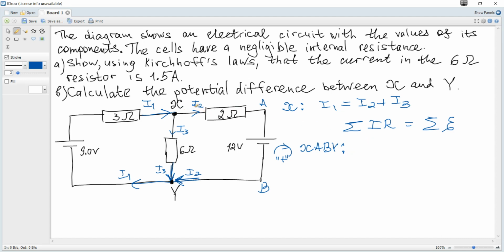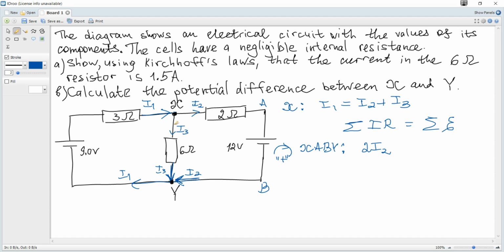We can see that current through the 2 ohm resistor is I2 and it is in clockwise direction, so it should be considered as positive, so we write 2I2. We are going and meet another component which has a resistance. It may in general be a cell. If it has internal resistance, we also should consider current multiplied by resistance, but this cell has a negligible internal resistance, so IR for it is equal to 0.